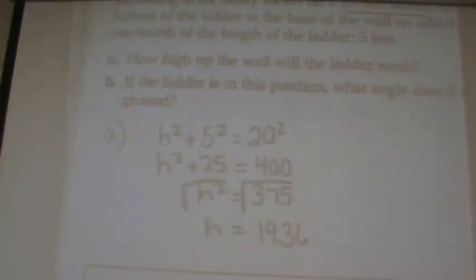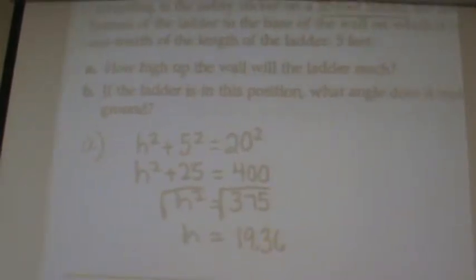Then question B says, if the ladder is in this position, what angle does it make with the ground? So they want this angle. How would you figure this angle out? Now we know all 3 sides, so we get to pick between sine, cosine, and tangent. Would you use the 19 point, we just figured this out? You could, but I wouldn't. What would be the reason to not use that? Well, in case you made a math error.